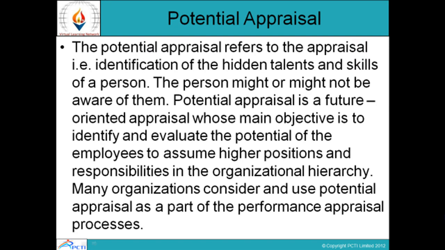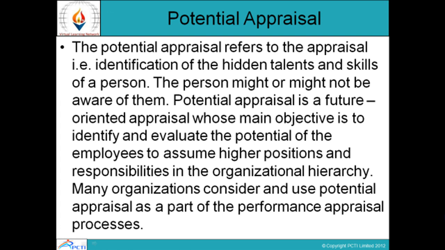Now what is potential appraisal? We can say that potential appraisal is the next step of performance appraisal, or rather, potential appraisal is only to understand the potential of a person: how much potential the person has, how much hidden talent the person has.